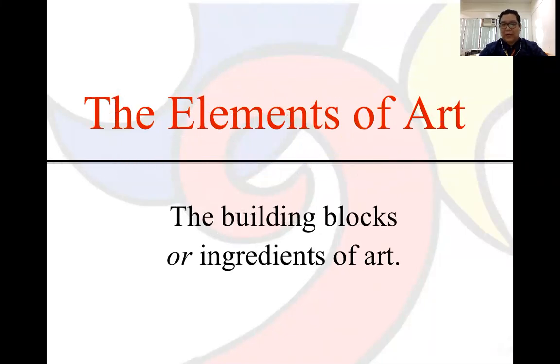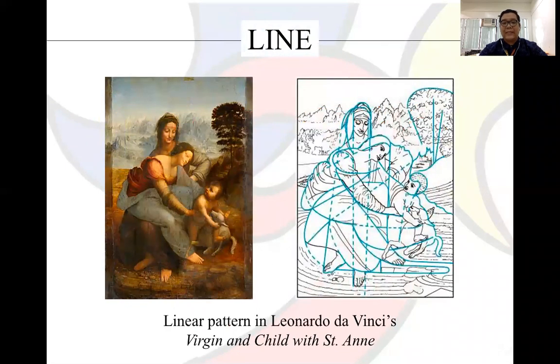The elements of art are considered the building blocks or ingredients of art. They are there in order for us to have a complete perspective or view of what art is. As mentioned, these are important ingredients, and so they need to be present in any masterpiece. First element of art is line.